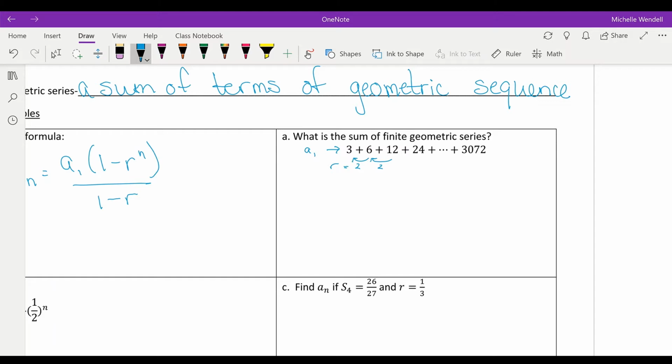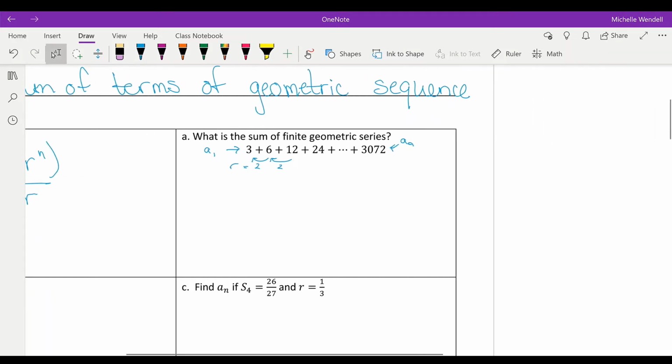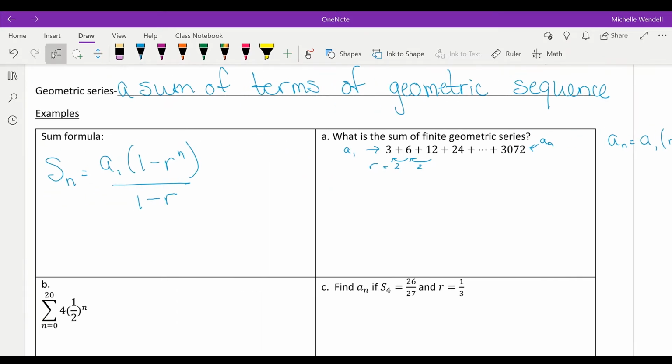Now I need to know the number of terms. So I know what the last term number is, but I don't know how many total terms there are. Remember, the last term is also a sub n. So I need to refer back to my geometric sequence formula to figure out what n is. That geometric sequence formula, remember, is a sub n equals a sub 1 times r to the n minus 1. So I'm going to plug in those values that I know, and then I can solve for n. And then I can use that n to plug into my sum formula over here that I need.